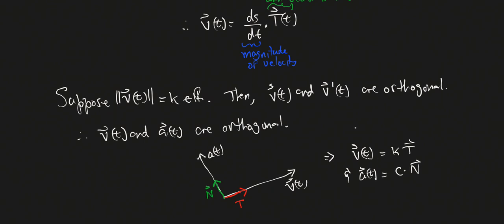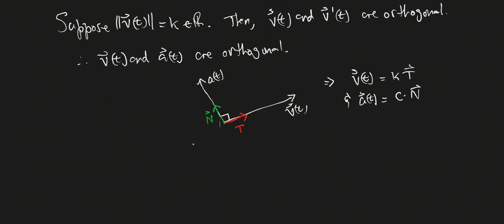But this is true. Well, this one is always true. This one is true whenever V and A are orthogonal. But what if they're not orthogonal? What if they form some other angle?